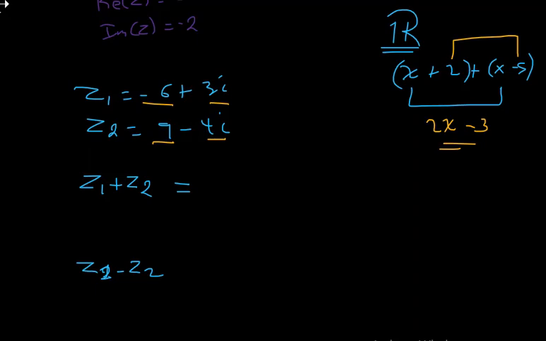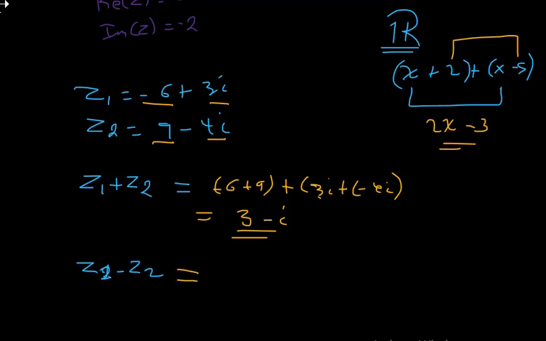Accordingly, this goes to minus 6 plus 9, plus 3i plus minus 4i. So this is 3, and 3 minus 4 is minus i. This is the answer for the first one. For the second one, again, you can apply the same principle as for real numbers, because a complex number is just a number. So do the same thing here.